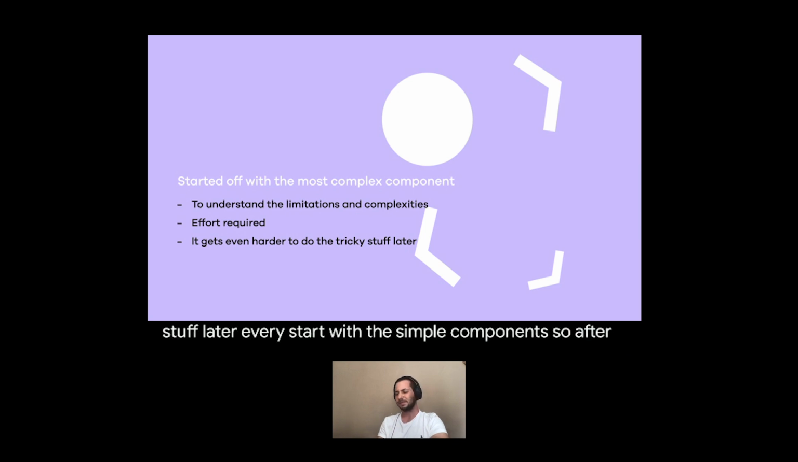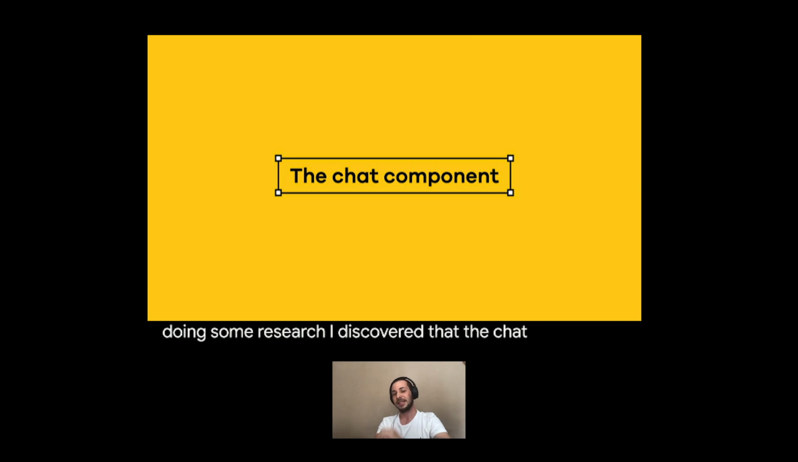So after doing some research, I discovered that the chat component is the most complex component. Our product is mainly based on bringing people together: chat, meet, and eventually fall in love. So the chat is a component that designers use often in their designs. And in this talk, I will be using the chat as an example, since it is one of the most complex components Bumble and Badoo have. But keep in mind that this can be applied to any other component you might have.